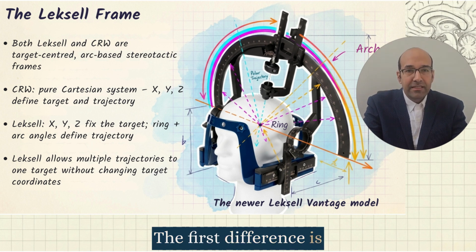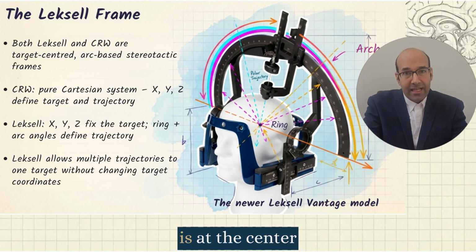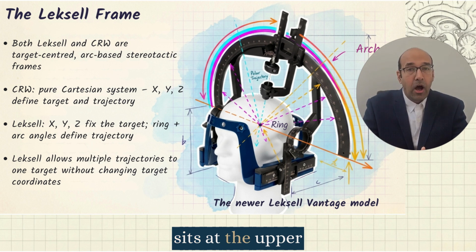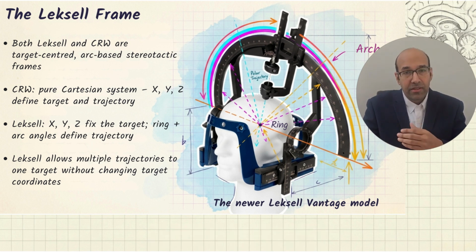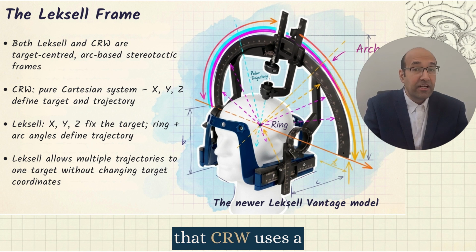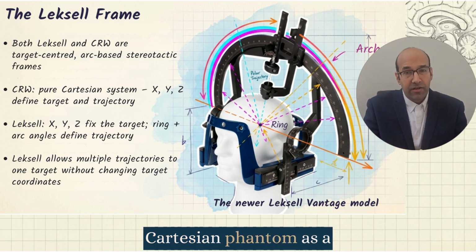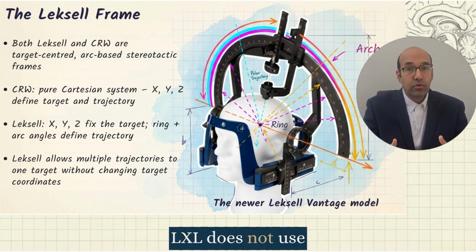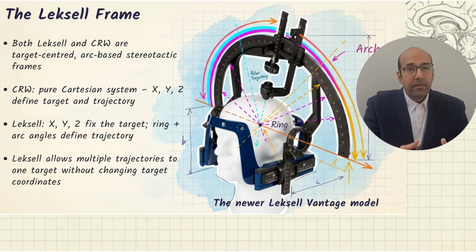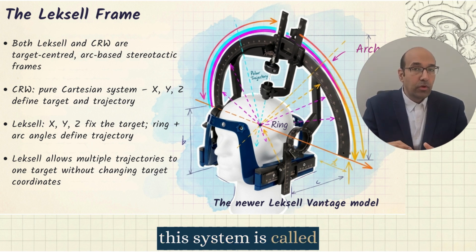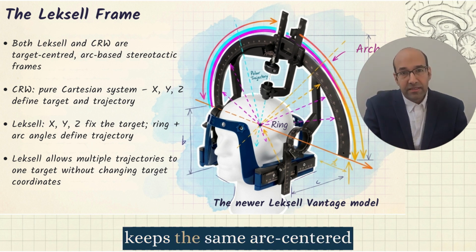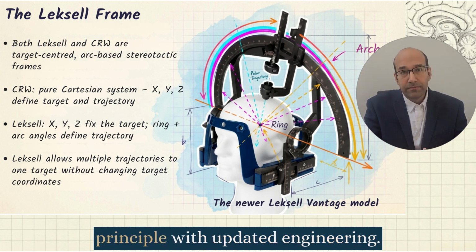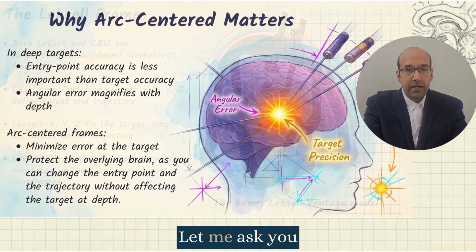The first difference is the zero reference point. In CRW, the zero is at the center of the frame. In Leksell, the zero sits at the upper posterior right corner. The other difference is that CRW uses a Cartesian phantom as a physical safety check, which Leksell does not use in the same way. The modern version of the system is called the Leksell Vantage, which keeps the same arc-centered principle with updated engineering. Let me ask you something.